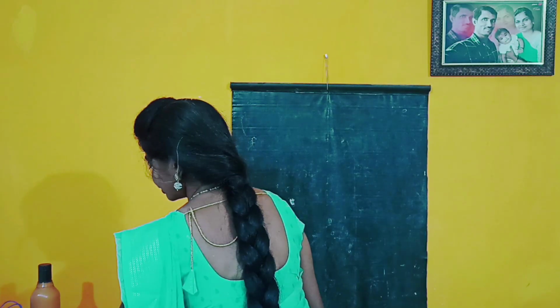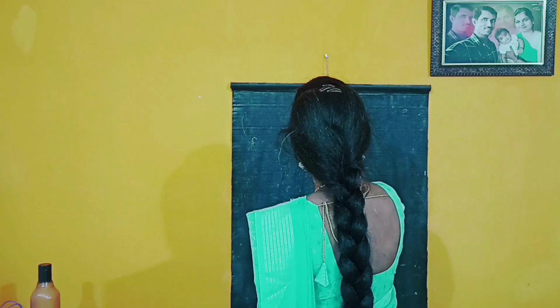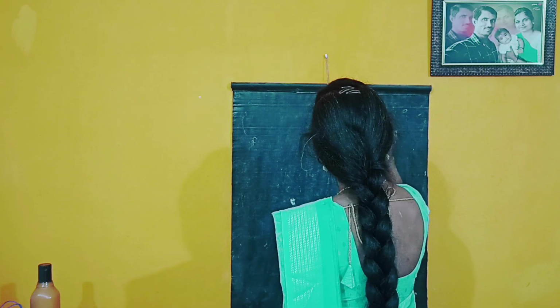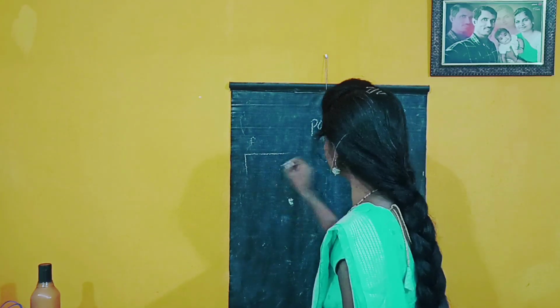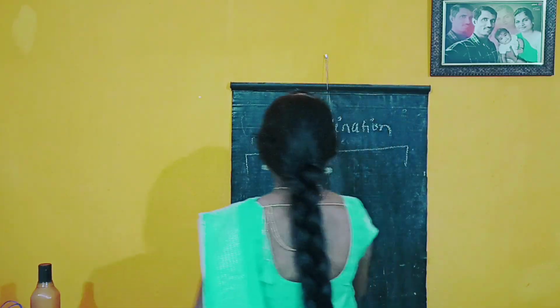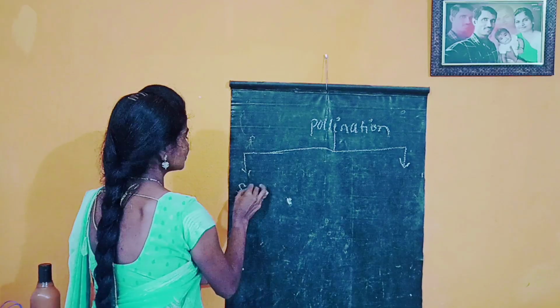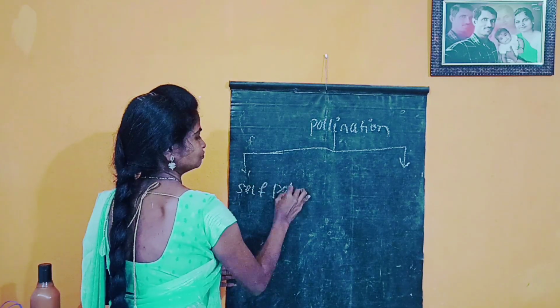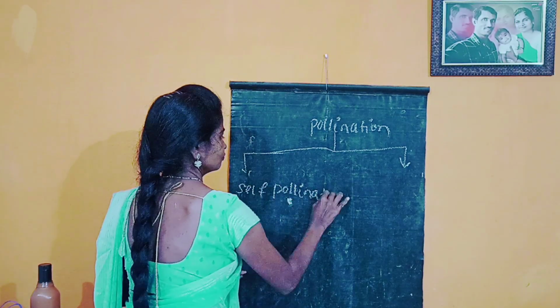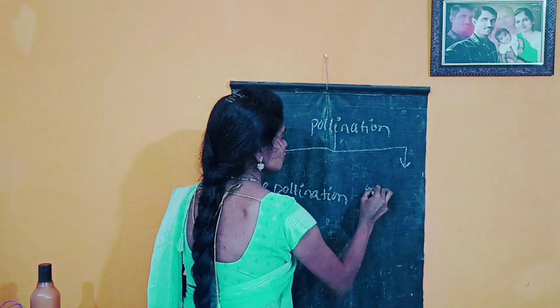The flowers are classified into two categories, unisexual and bisexual, and pollination. What is meant by pollination? Pollinations are classified into two categories. One is self-pollination, another one is cross-pollination.